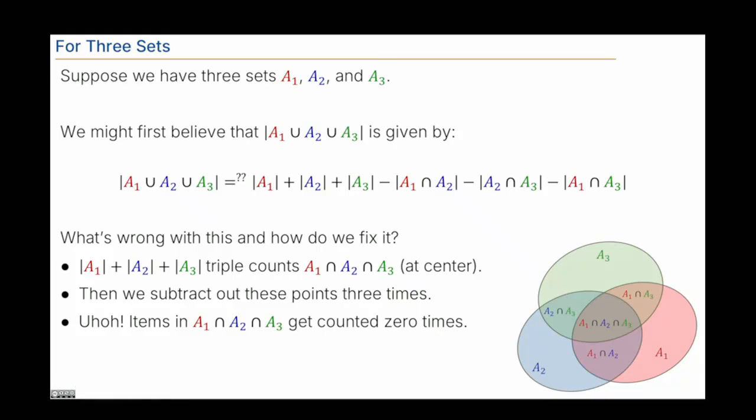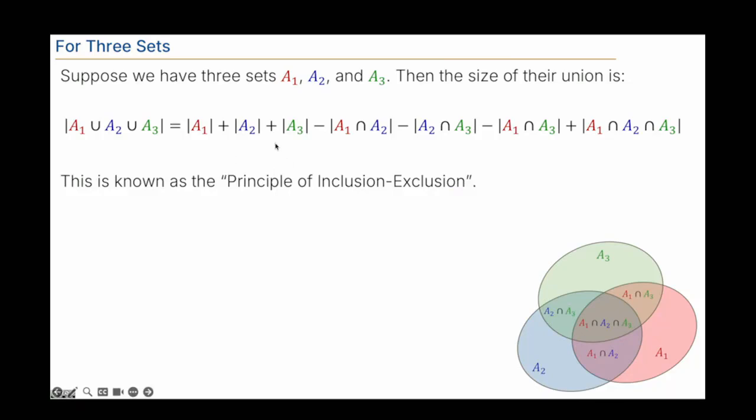Suggestion? Just add that back in. Add in the size of that intersection. Okay? So in other words, we have a formula now that's a little messier than the one you were already comfortable with, where before you add the separate sizes and then you subtract the intersections. Now we add the individual set sizes. Then we subtract all the pairwise intersections, good, to avoid triple counting.